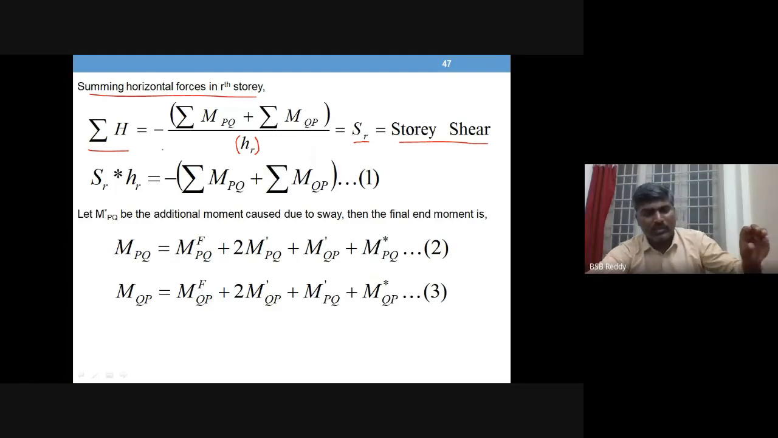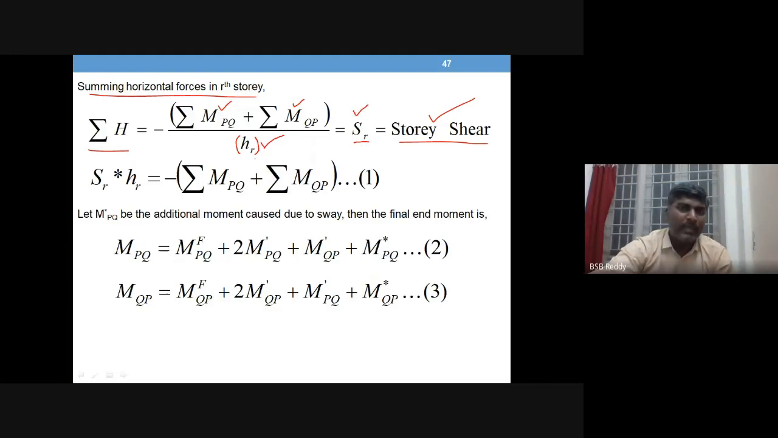So the total horizontal force in that particular entire story is the story shear. The story shear calculation is the sum of end moments, top and bottom. This is the top end moment, and this is the bottom end moment. The sum of all top and bottom end moments of that particular story divided by the height of the story will give you the story shear. Okay.